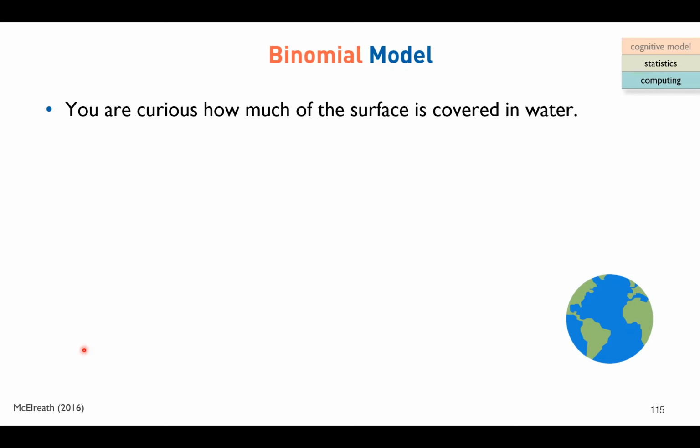So you're now curious about how much of the surface of the entire Earth is covered in water. You cannot really go everywhere on the Earth to measure the proportion of water, right? The Earth is too big. It's not really possible or economical to visit everywhere. What you can do is go to a stationery store and buy a globe. It's easy to handle. You can hold it in your hand.